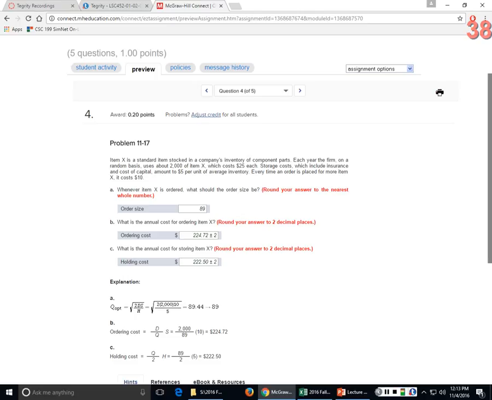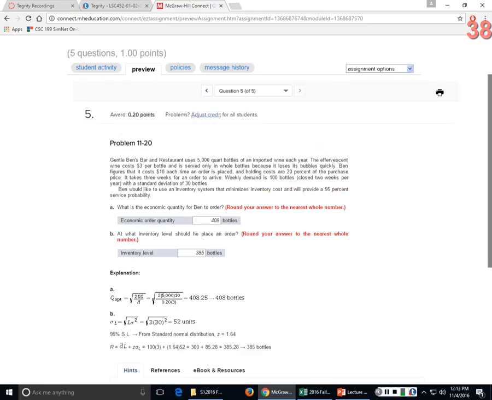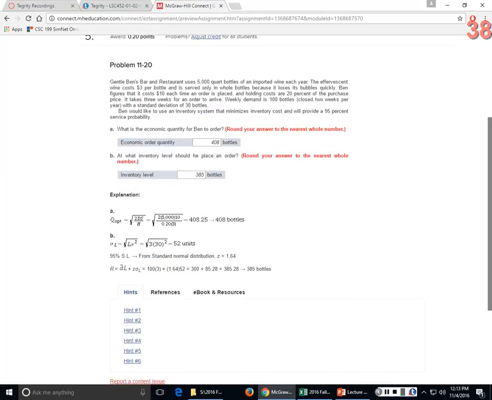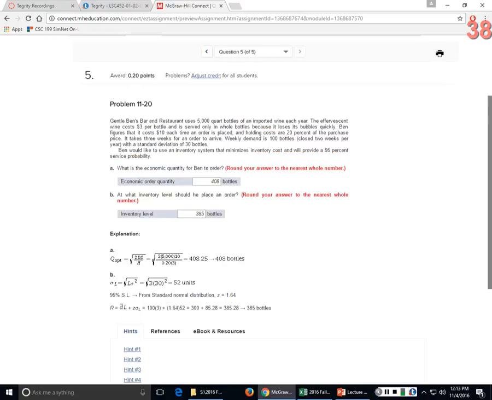Does that help you, Caitlin? That one I got right because we didn't have to find the Z value. Okay, so is it this one that you struggled with? Yeah, it's just part B I couldn't get. Make sure you're fixing it. Did you do the standard deviation of lead time rather than standard deviation of demand? Yes.